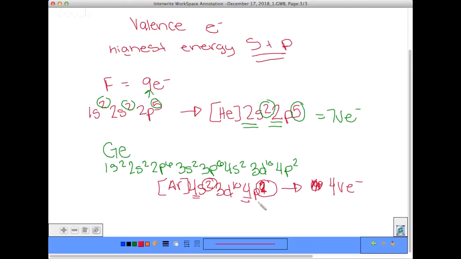So again, I'm looking at the S and P, or the highest numbers, and if I add those together, I can calculate how many valence electrons I have.